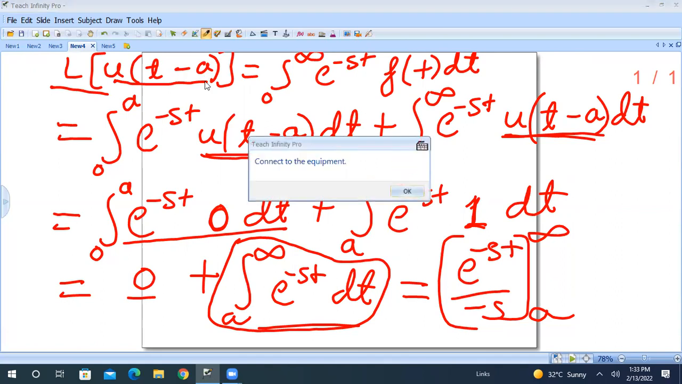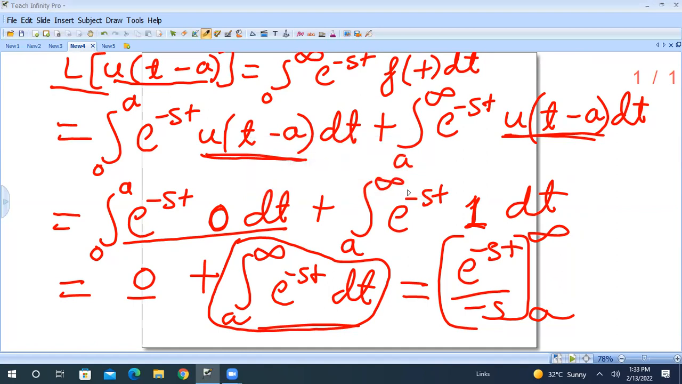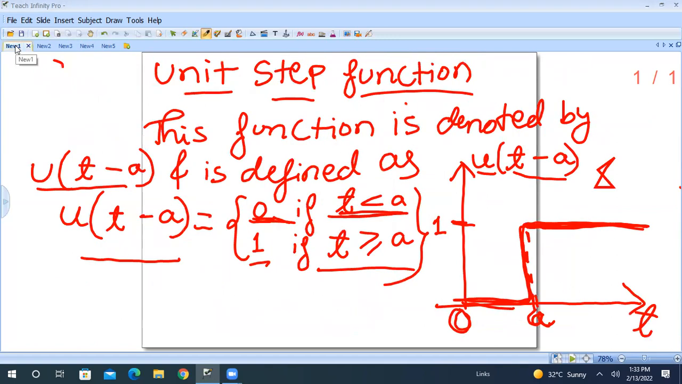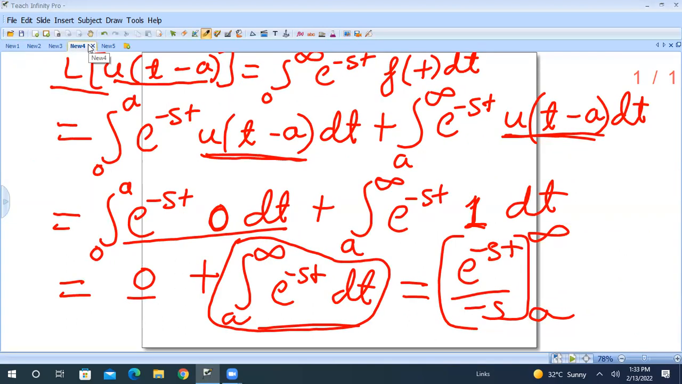So next, what do we do? 0 to a e to the power of minus st 0 into dt. What do we write for 0 into dt? By the definition, 0 if t is less than a. We prove the first condition here, and so the term becomes 0. Next term: e to the power of minus st 1 into dt. The second term by definition is 1 if t is greater than or equal to a.